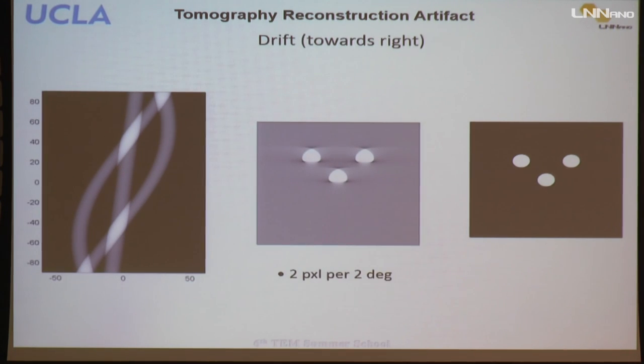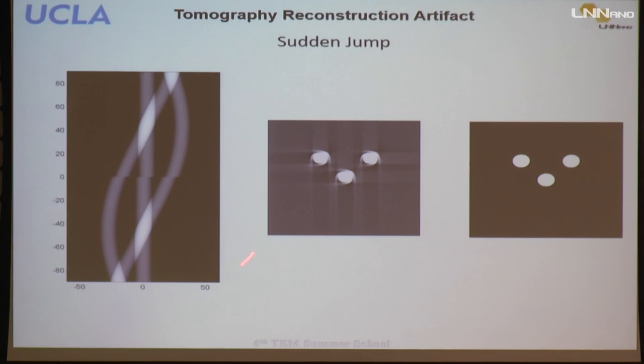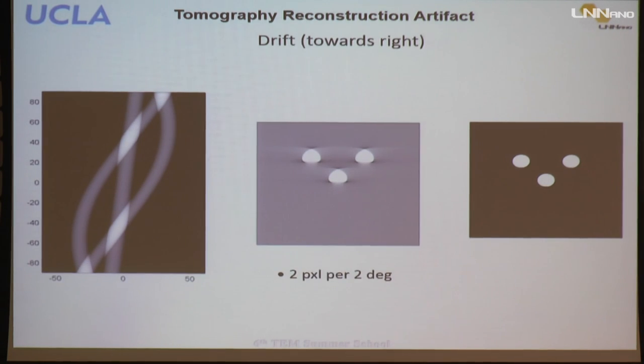And drift: you can see in the sinogram, this should actually be a straight line. The center circle is the rotation axis, at the origin of the center circle, so this should not move during the measurement. But if there's drift, which is possible because of inaccuracy of the cross correlation or stage drift or something like that, this is actually inclined along this direction. In this case, you can see this heart shape.